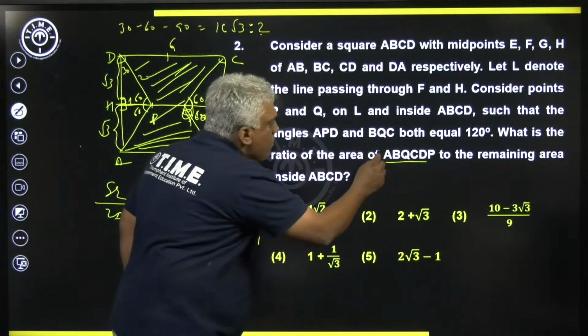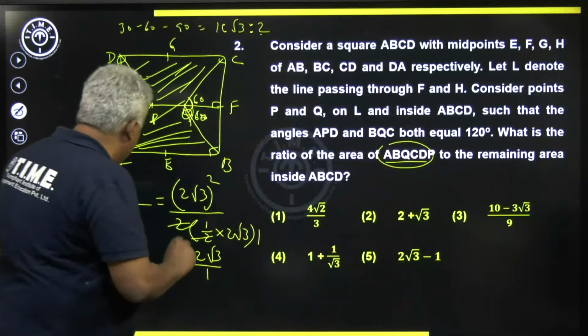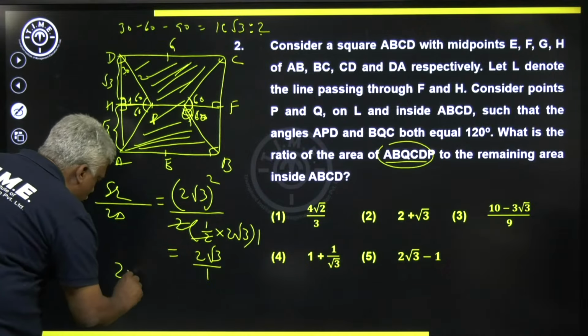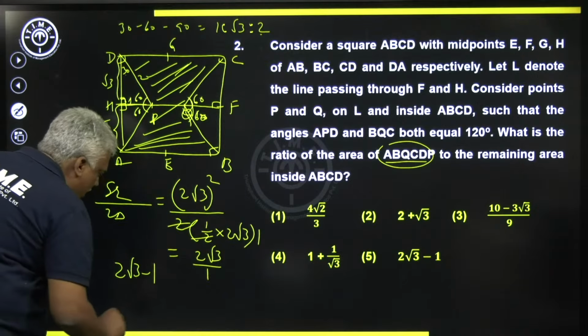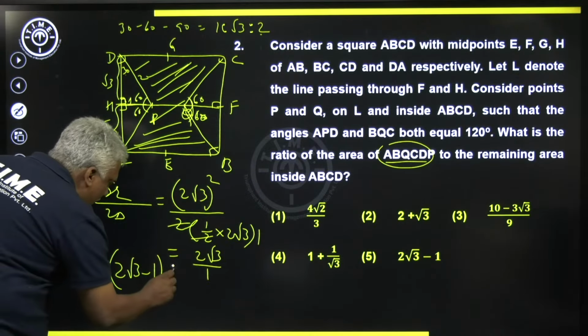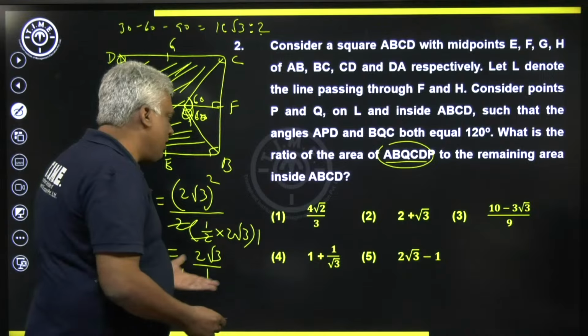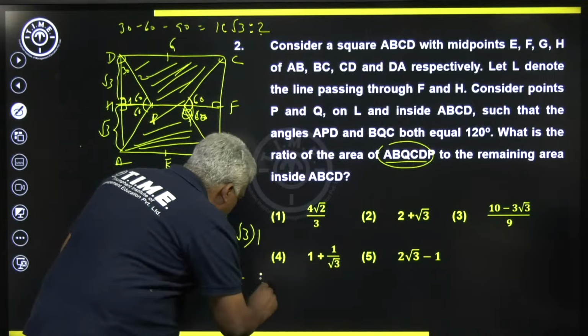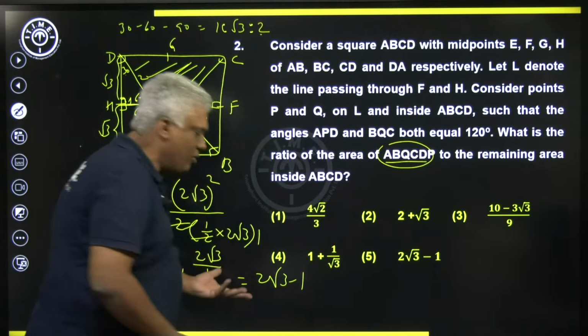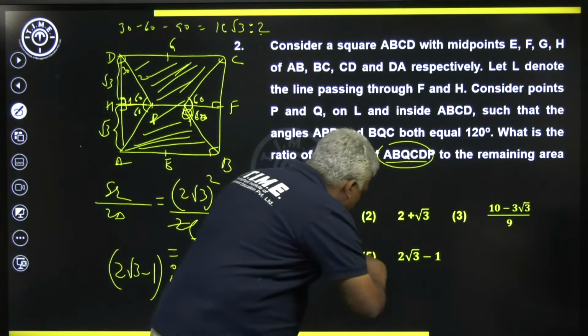ABQCPD? It will be the total square, that is 2 root 3, minus the both triangles. It will be 2 root 3 minus 1 is to 1, right? So they're asking for the area of this ratio. So obviously it will be 2 root 3 minus 1 by 1. No need to write. So that is the answer, option 5.